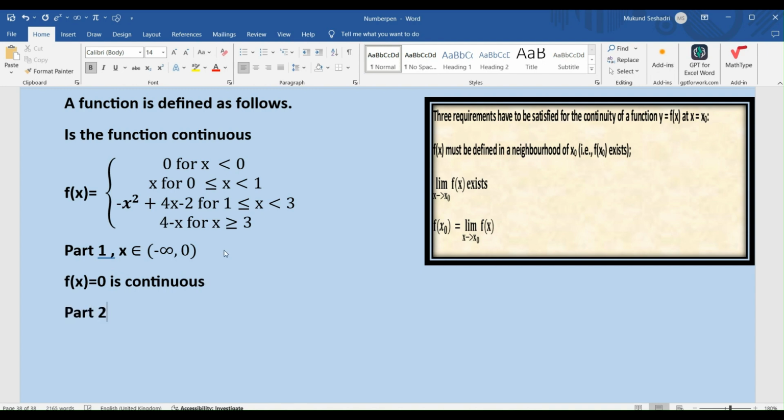Let's move to part 2, right? And what is my part 2? My part 2 is again my open interval 0 to 1. And you observe that this function undergoes a transformation at x equals 0, which we will have to discuss separately, right? So what is my f of x in this interval? My f of x equals x, right? Which is a simple linear function, and we do not have to worry about it. We know that it is continuous in this range, right?